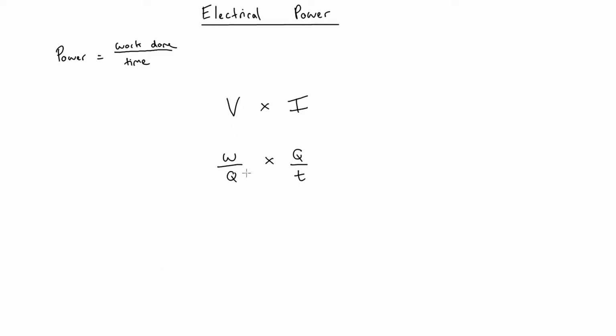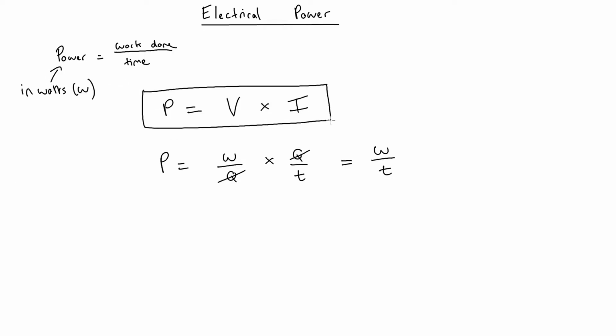Well, when we multiply those together, the charge will cancel. What we'll end up with is W over T, in other words, the rate of doing work. We've determined the power. So if we multiply the potential difference across a component by the current through it, we determine the rate at which energy is being transferred in that component, and therefore the power that is dissipated in that component. Power is measured in watts, capital W. So we've got a formula there, P equals V times I, for electrical power.